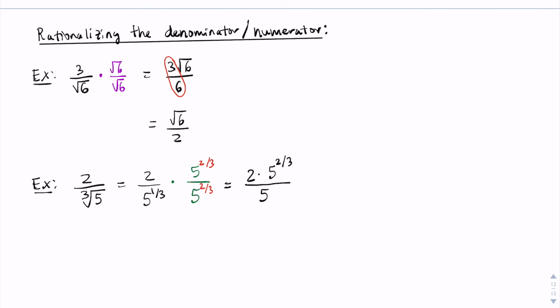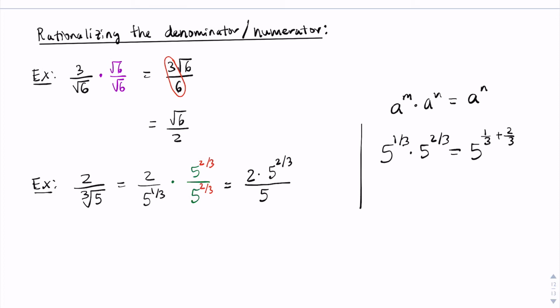Sure. So imagine you have 5 to the 1/3 times 5 to the 2/3. What is this going to give you? 5 to the 1/3 plus 2/3. Yeah, why? Because a to the m times a to the n will give you a to the m plus n, right? You're adding them. So these will just be 5 to the 3/3, which is 5 to the 1, and then just 5.